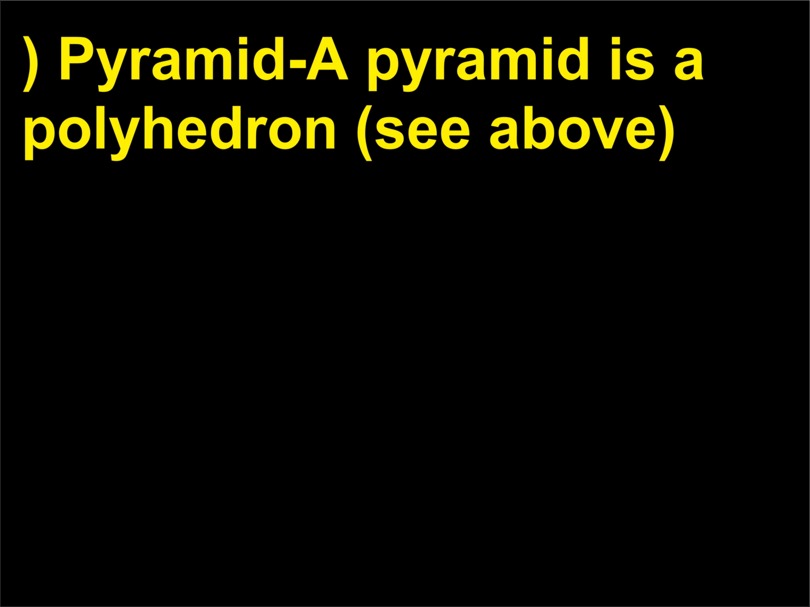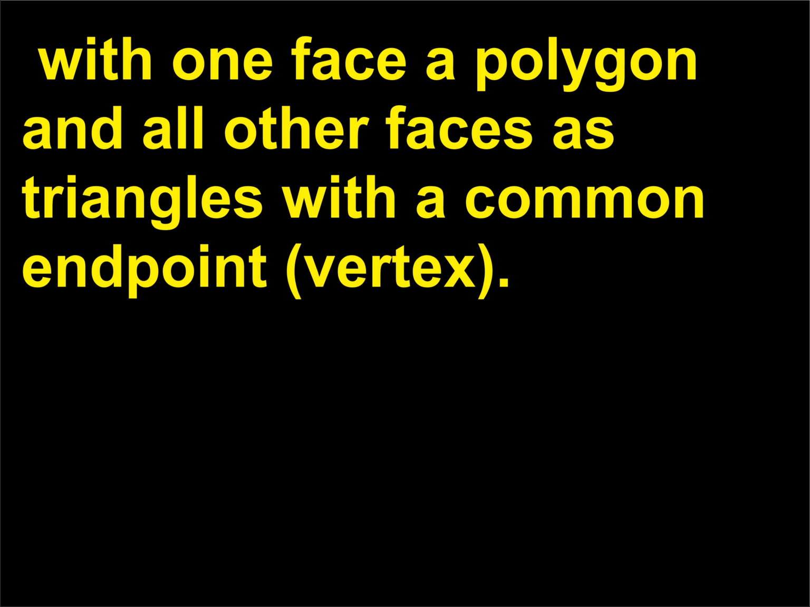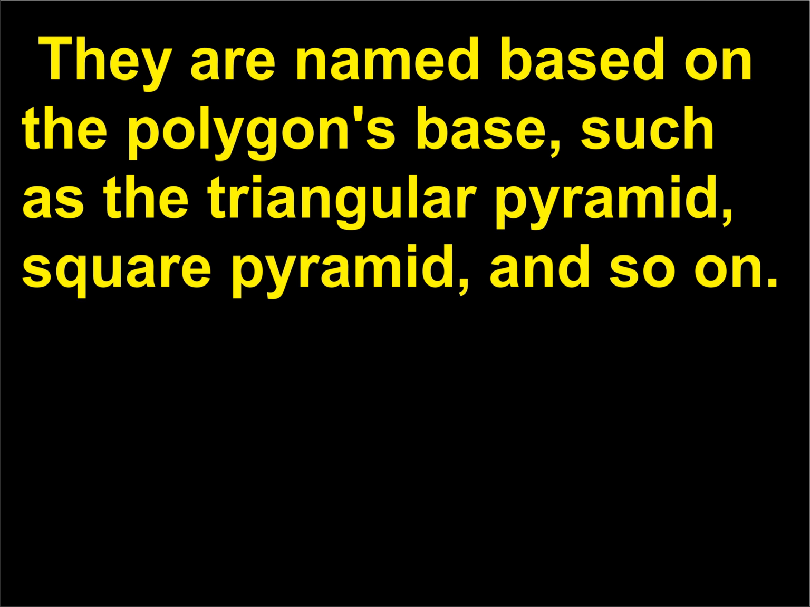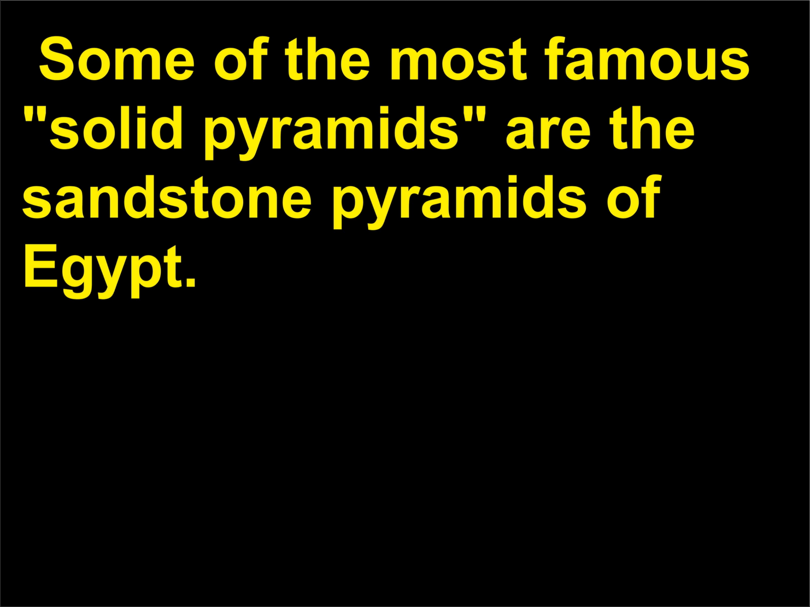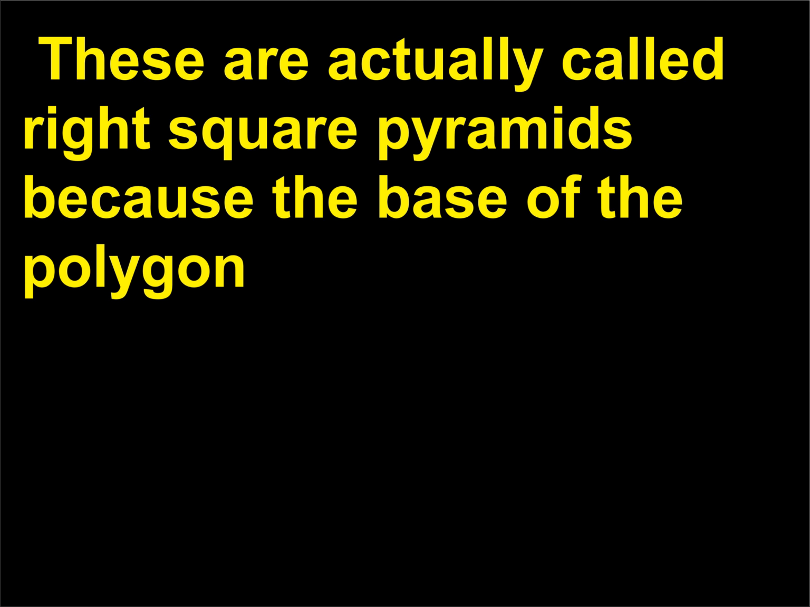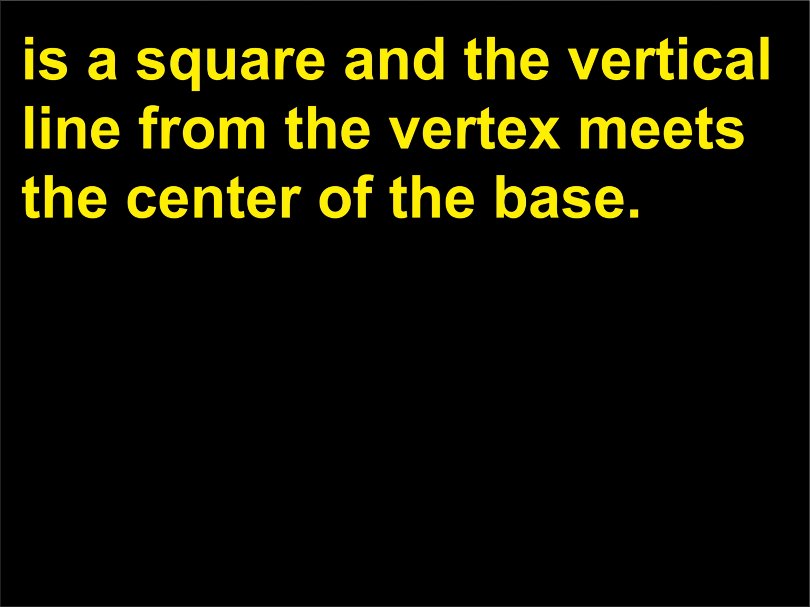Pyramid. A pyramid is a polyhedron, see above, with one face a polygon and all other faces as triangles with a common endpoint, vertex. They are named based on the polygon's base, such as the triangular pyramid, square pyramid, and so on. Some of the most famous solid pyramids are the sandstone pyramids of Egypt. These are actually called right square pyramids because the base of the polygon is a square and the vertical line from the vertex meets the center of the base.